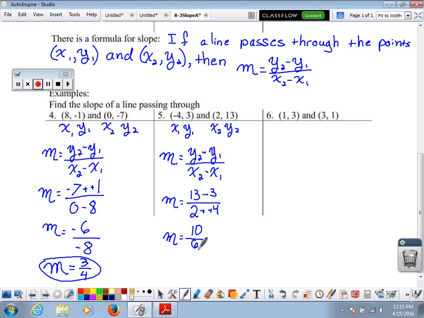Now, improper fractions, fine, keep them, great. But what does need to happen here? What does need to happen with 10/6? Riley? We need to simplify. We need to reduce it. To what does it simplify? Five-thirds. So the slope on number 2, or number 5, excuse me, is 5/3.